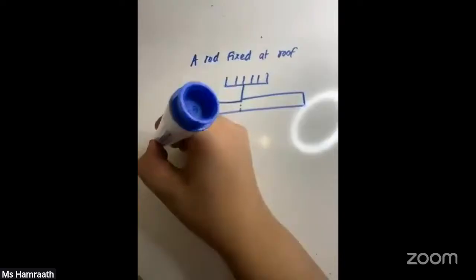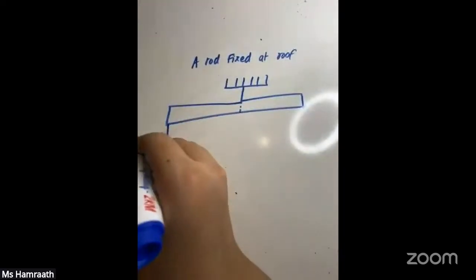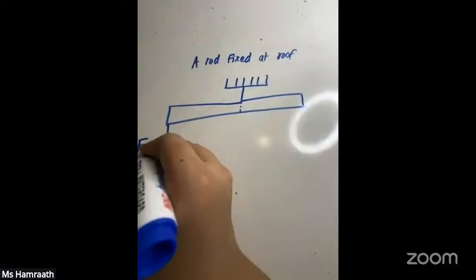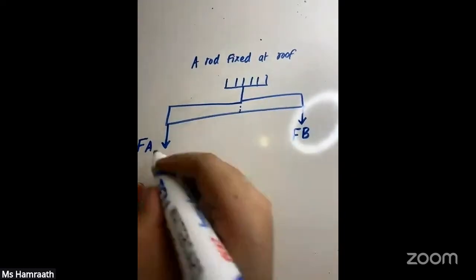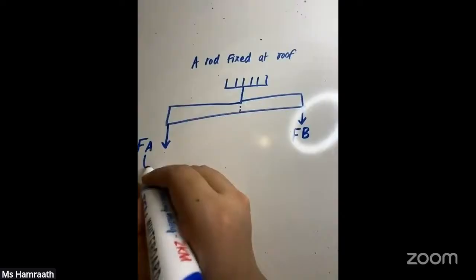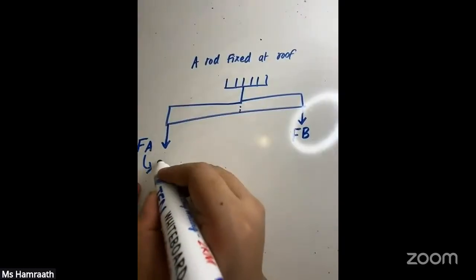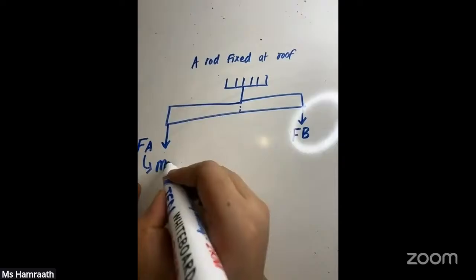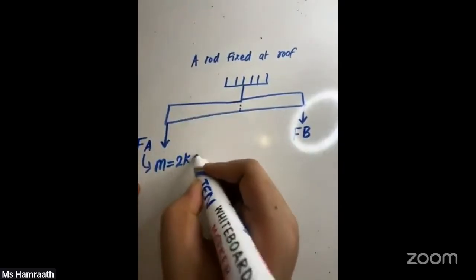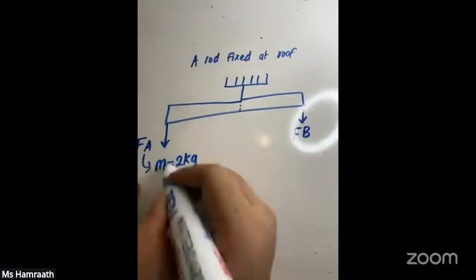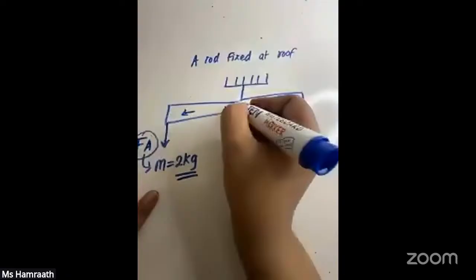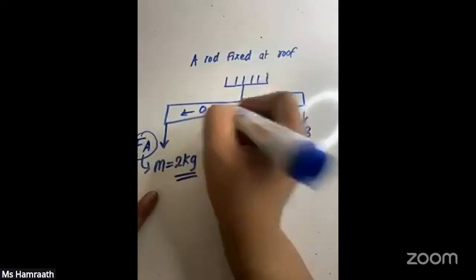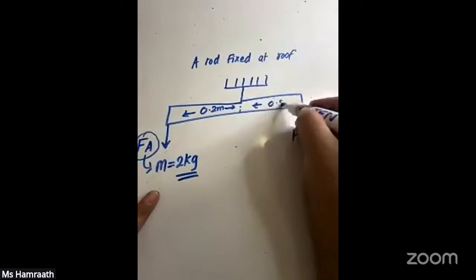And they have said you are giving a force here. Let's say this is the force A. And here also you are giving a force B. For the force A, they haven't given you the force. Instead, they have given a mass of 2 kilograms. And then they have said this distance is 0.2 meter and this distance is 0.5 meter.